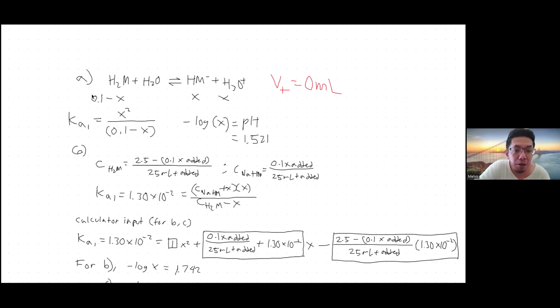So ngayon, ginawa mo ay yung equilibrium method. That's correct. So 0.1 minus x, then you'll have your x and x as your HM minus and H3O plus. Then you create the equilibrium constant expression. So Ka1 is equal to x squared over 0.1 minus x. And then eventually you'll have the pH. So ano pala ang X dito, Josh? Hindi mo nakukuha lagi yung H3O plus. For letter A, what is the H3O plus? Kasi diretso pH ka eh.